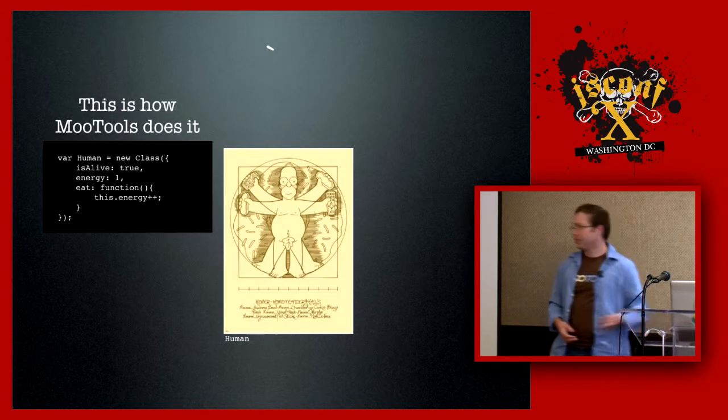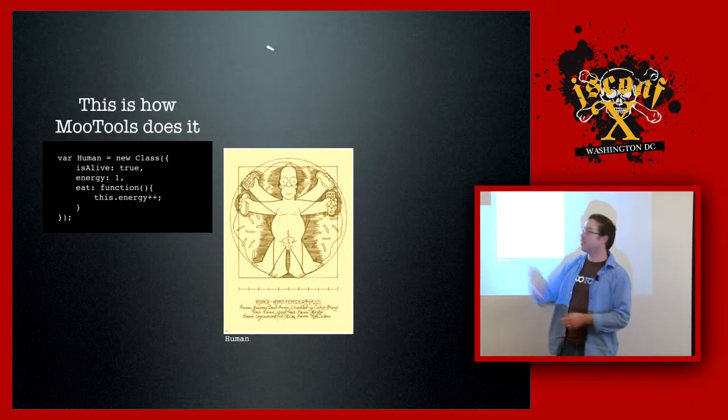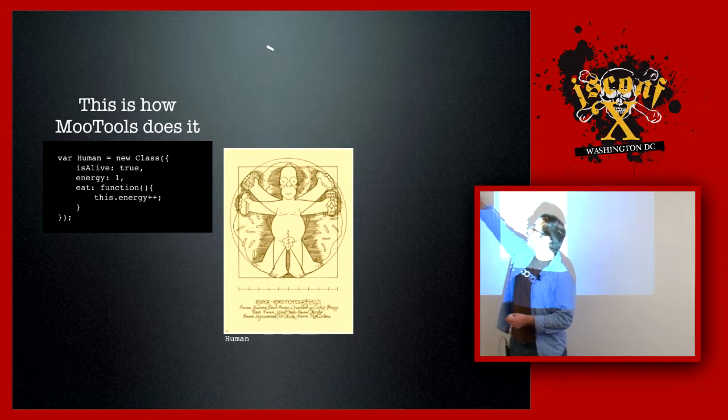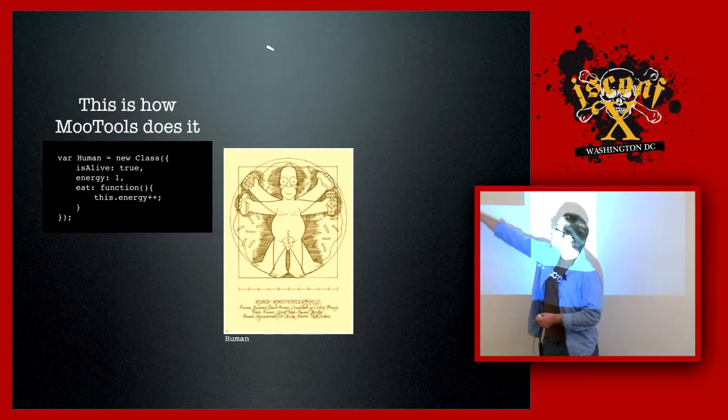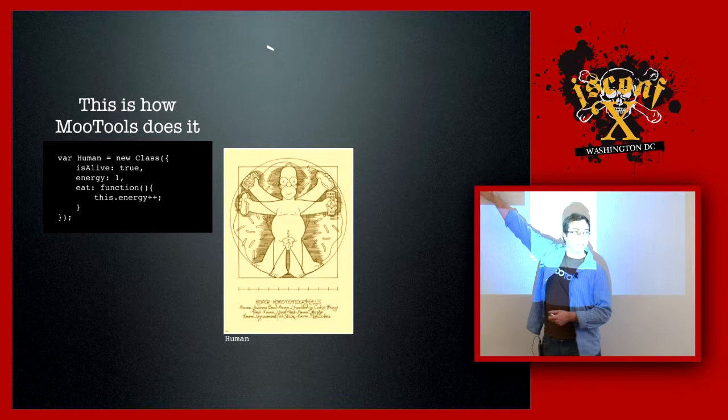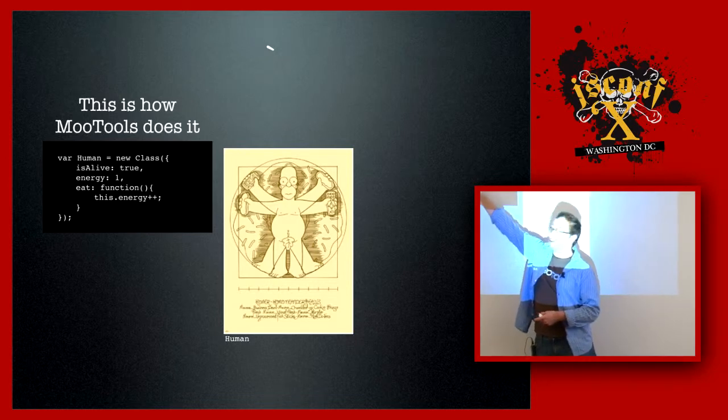So let's talk about classes. Here's MooTools' way of doing it. We have this constructor function called Class that we hand an object literal. And that's going to be the prototype for any human that we create. And this constructor function returns a new function. Now we have a function called Human.